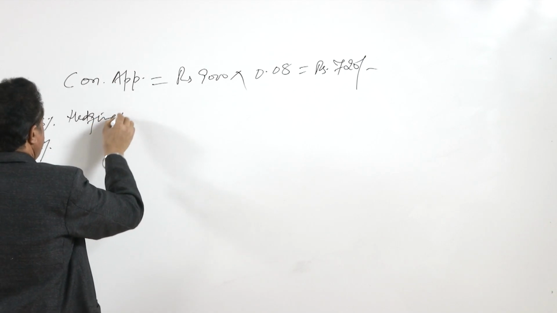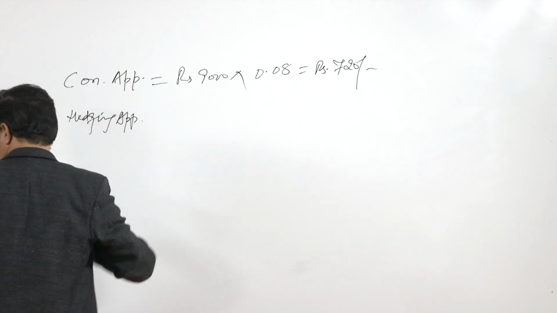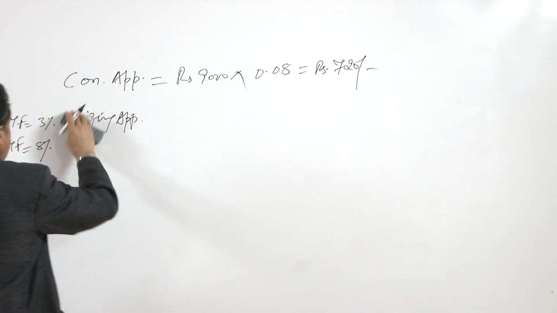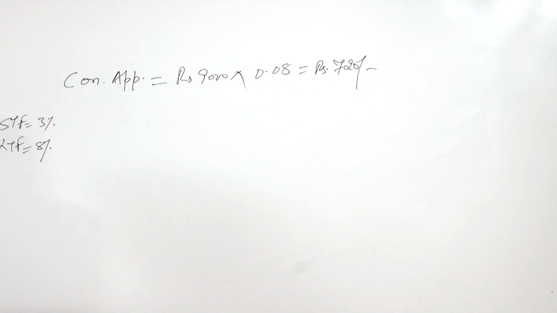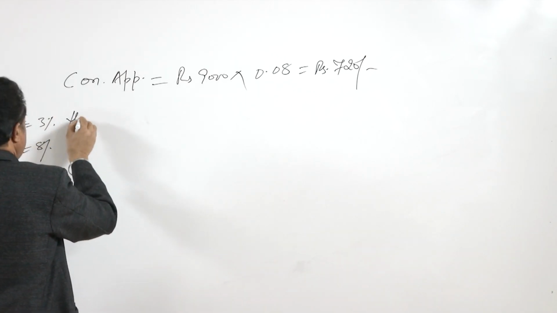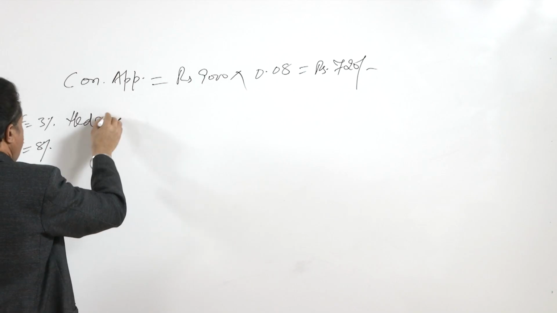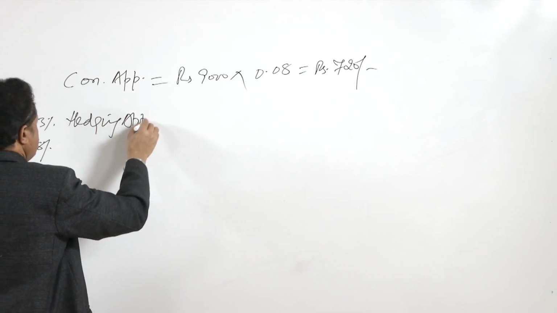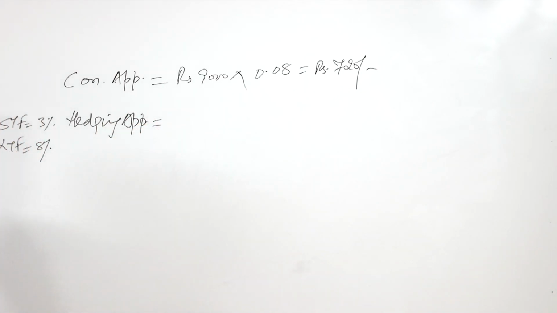We go for the hedging approach. We talk about the hedging approach, and if you follow the hedging or matching approach, in this approach we assume that there are two sources of the funds. Partly the funds are coming from long term sources, partly the funds are coming from the short term sources.